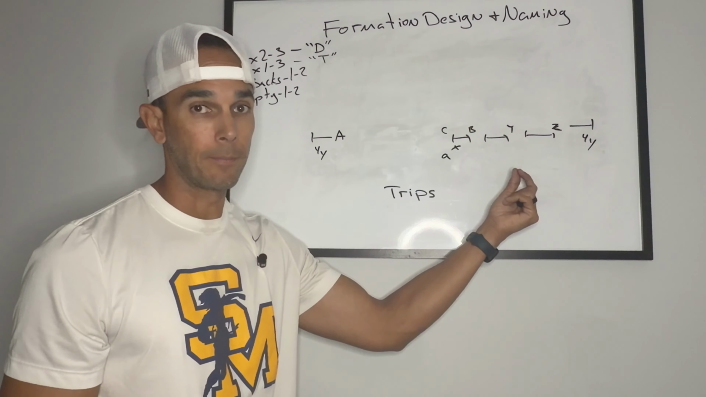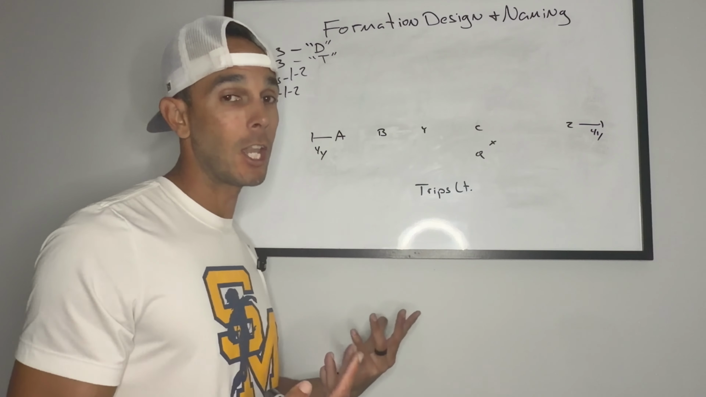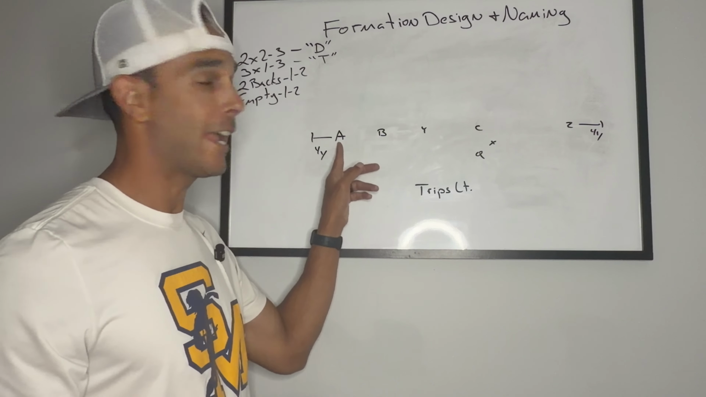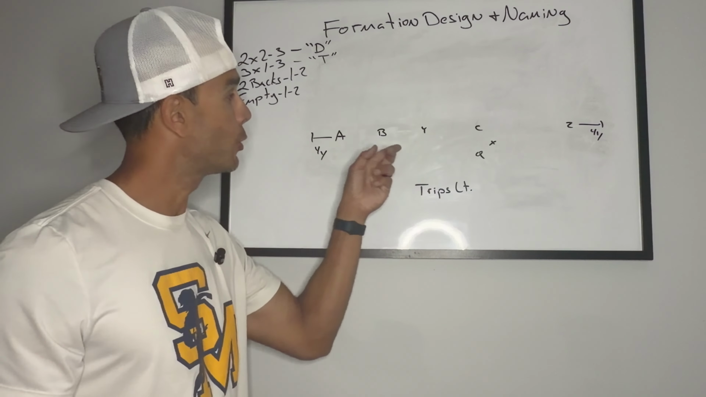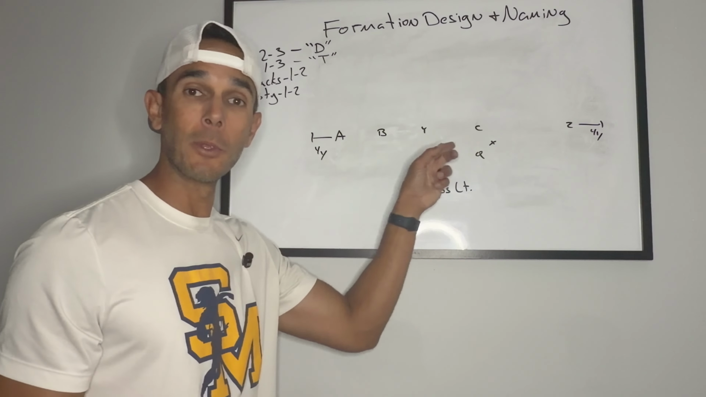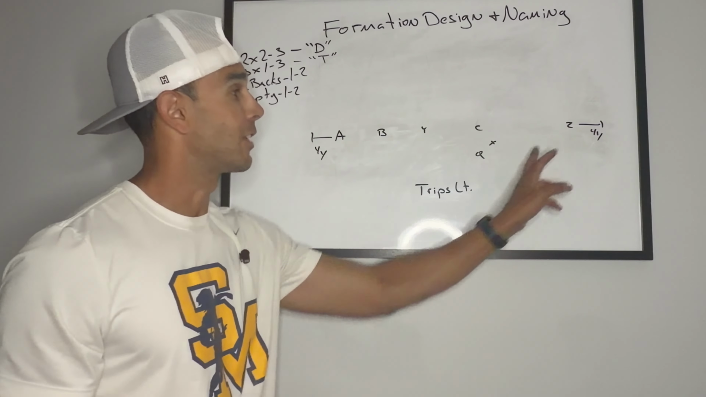Okay, here now, if I wanted to get into trips on the left side, I would just say trips left. Nothing too rocket science-y there. A, 4 yards from the line of scrimmage. B and Y, look to split the difference. I drew it out a little bit better here, where they've all got similar spacing between the next receiver. Again, the Z is still 4 yards from the sideline on that side.